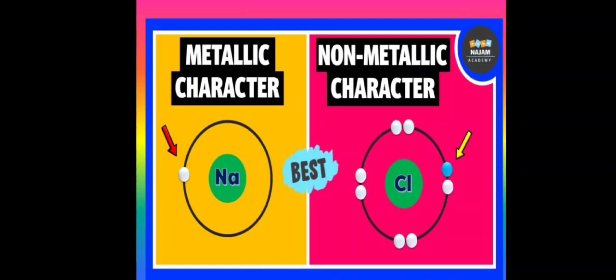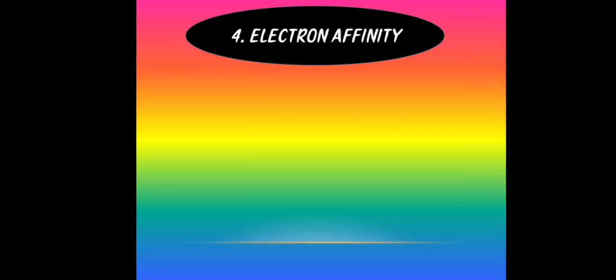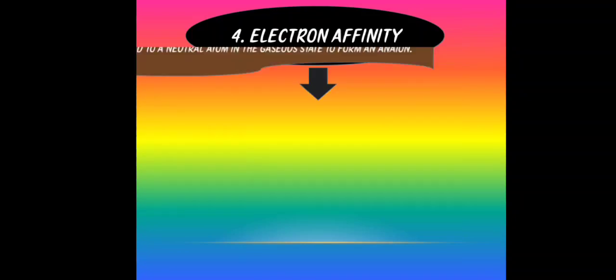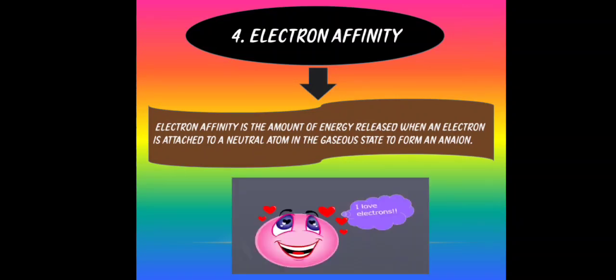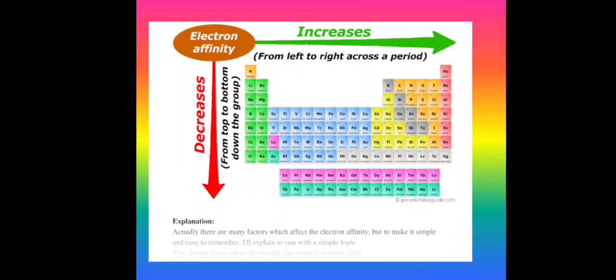Now we will jump to the next property, that is electron affinity. Electron affinity is the amount of energy released when an electron is attached to the outermost shell of an atom. Now we will see how it varies along a period and along a group.